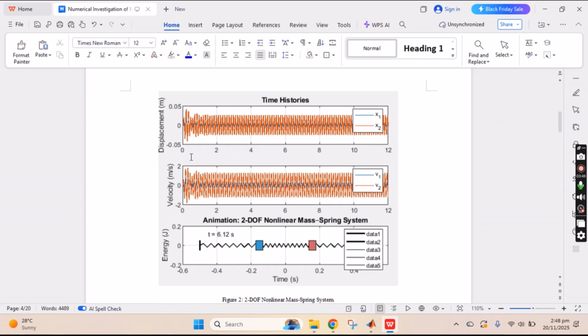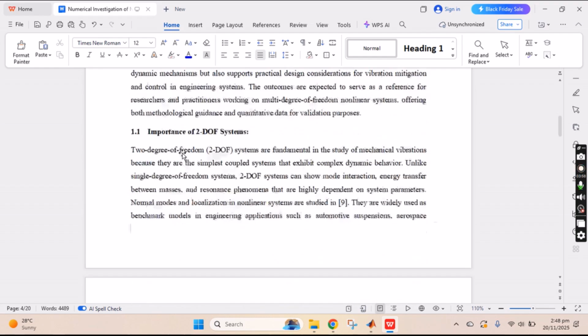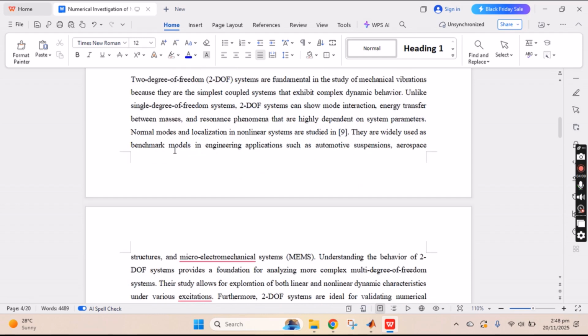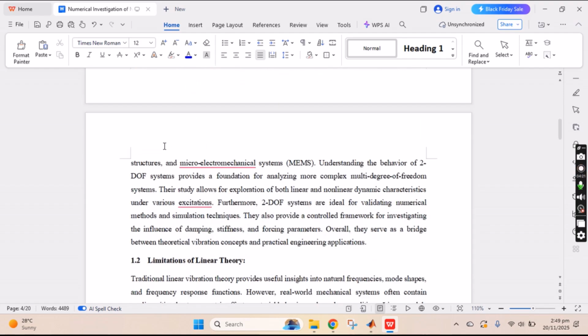This is the figure of the 2 degree of freedom nonlinear mass spring system, which contains the displacement, velocity, and energy according to the different time responses. So here is the importance of the 2 degree of freedom systems, which are fundamental in the study of mechanical vibration. These vibrations normally occur in aerospace, suspension, automotive systems, and micro electromechanical systems, called MEMS.